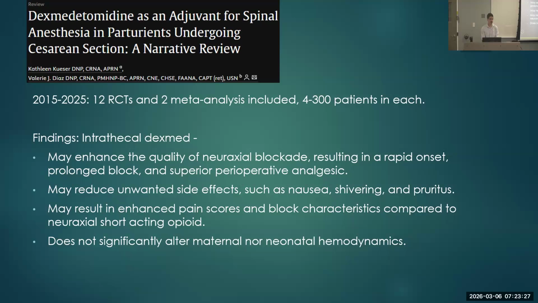So again, a couple of big points here worth highlighting. Again, it seems to be safe for mom and baby. We're getting a better block with Dexmed.